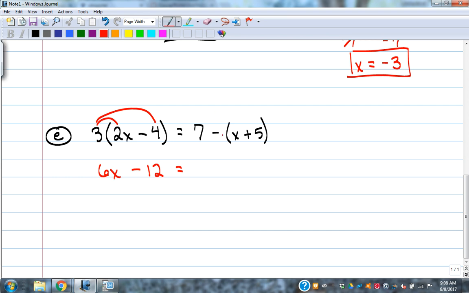There's nothing written there, but there's like an imaginary negative 1 sitting there. That 7 is hanging out in the front. It's 7 minus all of that. So it's really a negative 1 that we're distributing to both of those pieces. So that would be 7 minus x minus 5.